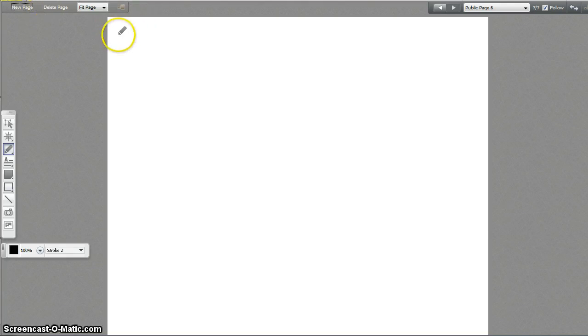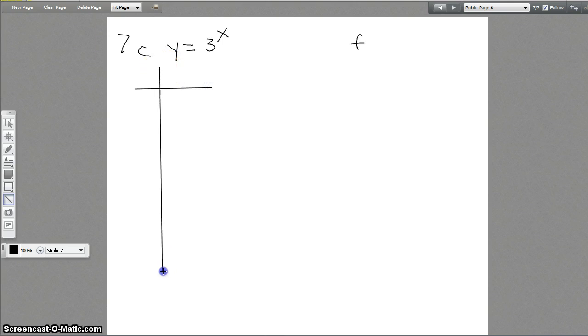Now for the last part, 7c and 7f. For 7c, we're going to do the function y equals 3 to the x. And again, we're going to go through those same values for x to get our values of y. So we have our x and our y. Our x is -2, -1, 0, 1, and 2.